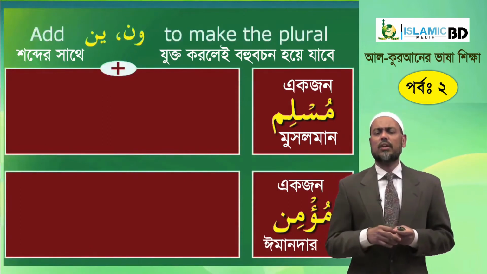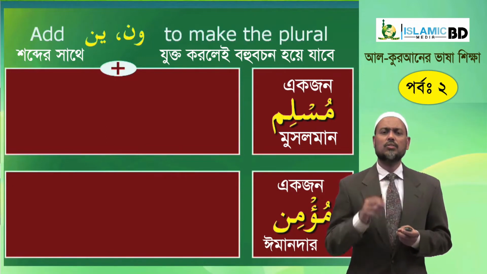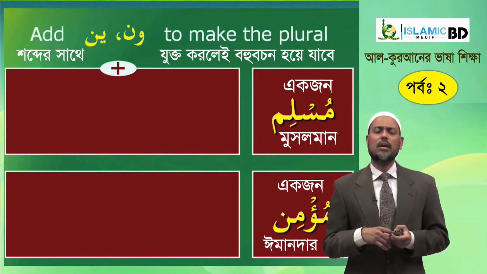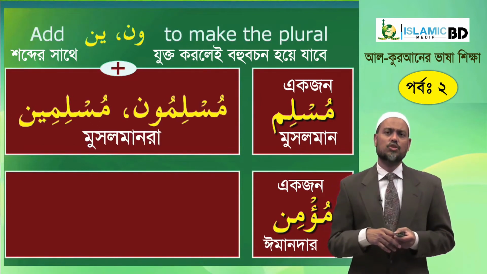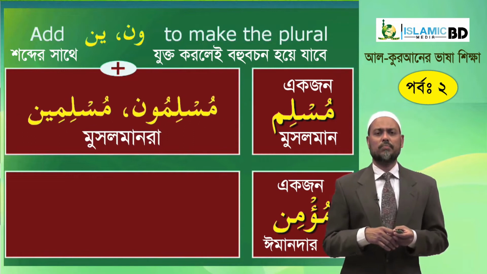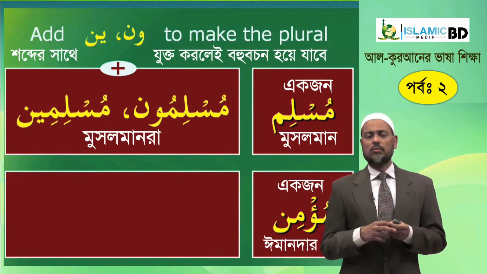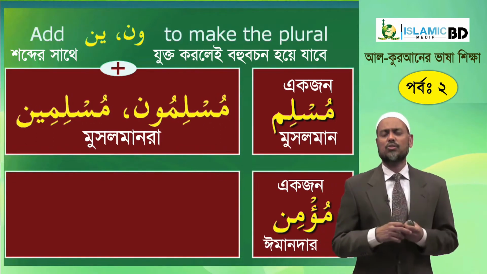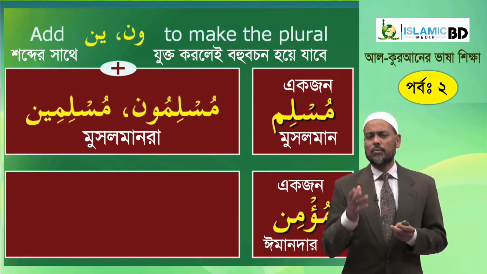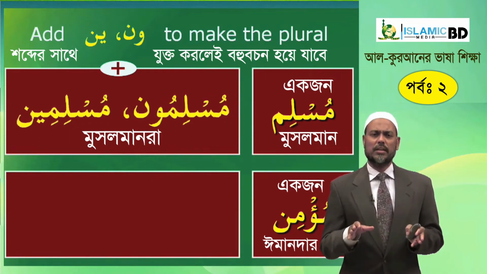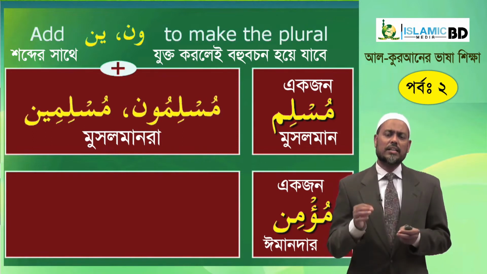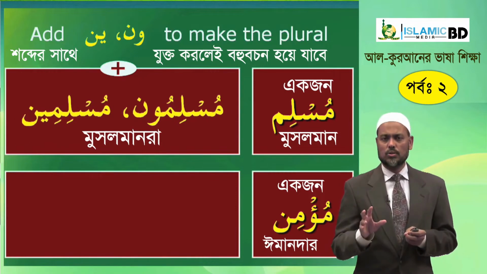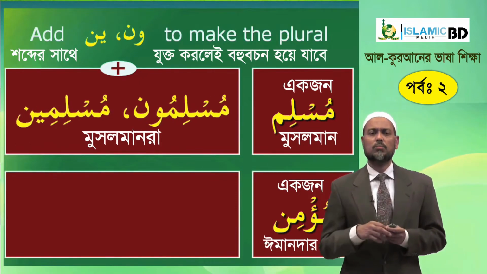It's very easy actually. If you add un or in to the word Muslim, it will become plural. For example, the plural of Muslim is Muslimun or Muslimin. Both are correct. Now you can ask, when is Muslimun used and when is Muslimin used? Well, we will learn that part later on. Don't worry about that. They are rightly used in the Quran. Right now just learn that Muslimun and Muslimin are both plurals for the word Muslim.